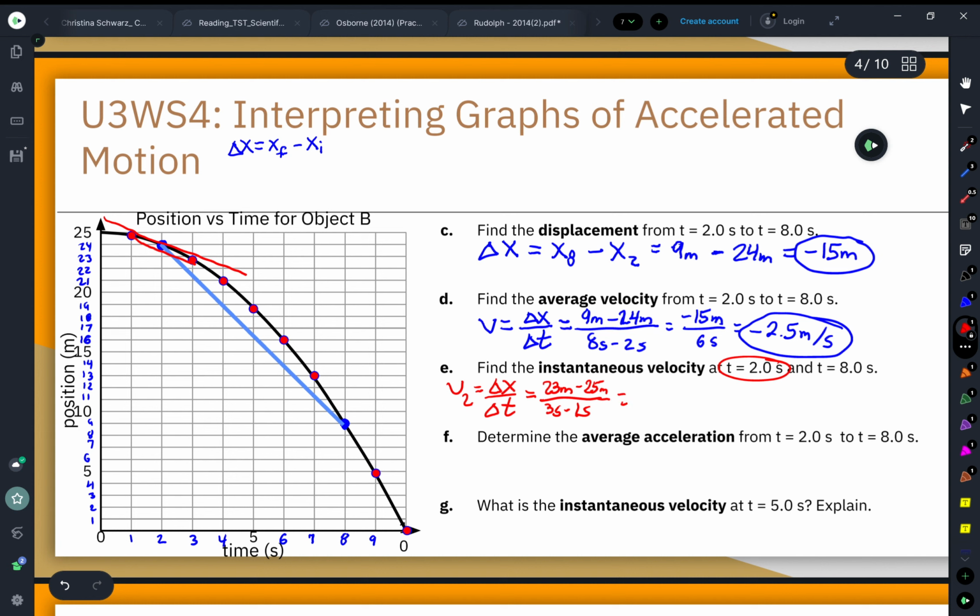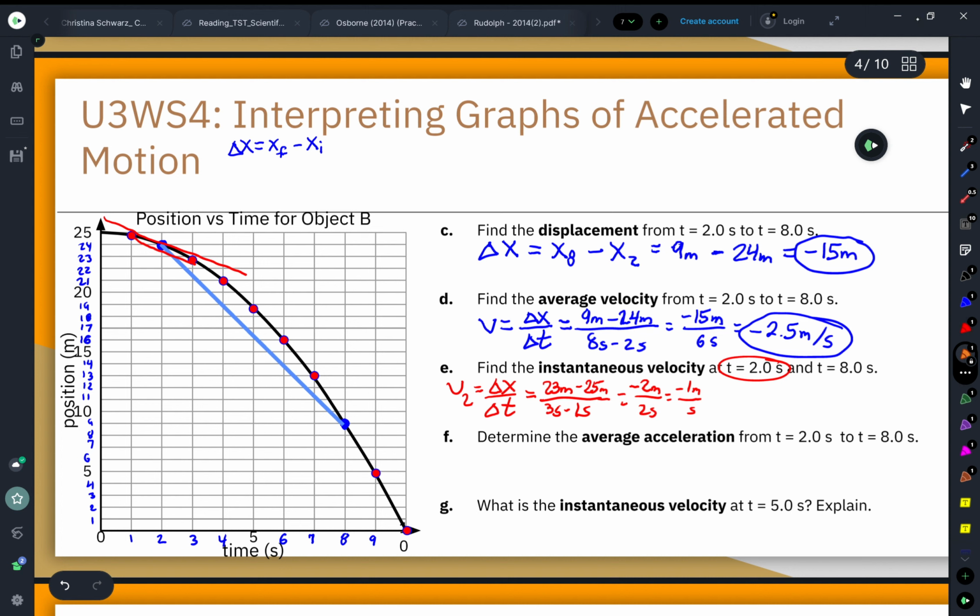So my average velocity from 1 to 3 seconds, or the velocity at 2 seconds, is going to be decreasing 2 meters over a time of 2 seconds. So that will be negative 1 meters per second for my instantaneous velocity at 2 seconds.